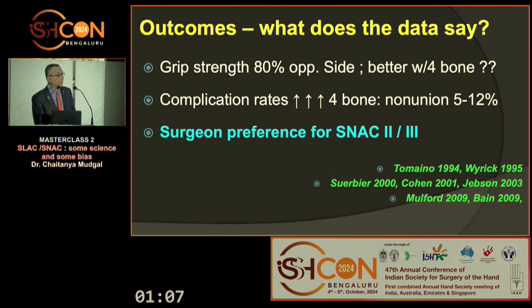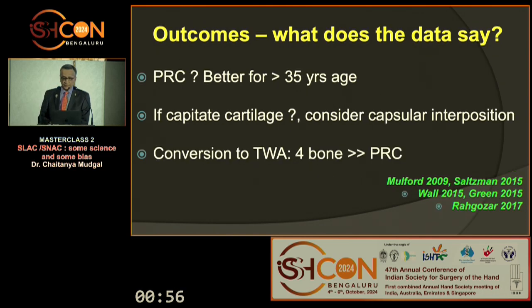What does it boil down to? It boils down to surgeon preference. That's exactly where I say human beings are biased and heuristic animals. They learn something and they stick with it because they form opinions. So it appears that we've been taught PRCs are better for people over the age of 35. Maybe not. Maybe it's okay for younger people also.